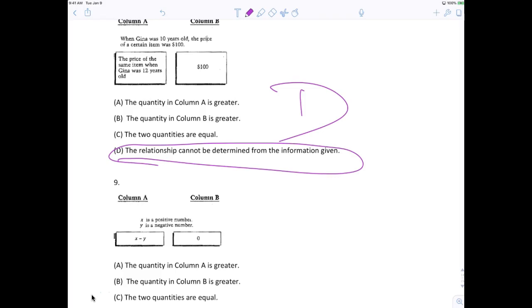Now, why do some kids have trouble with that? Because most of the time they think prices go down. Think about your cell phone. How expensive were cell phones 5 years ago? Really expensive. Same thing with big screen TVs. When they first came out, they were like $20,000. Now you can get them for $200, $300. But on the other hand, some things increase in value over time. So do we have any idea? No, we don't. That's why the correct answer was D.